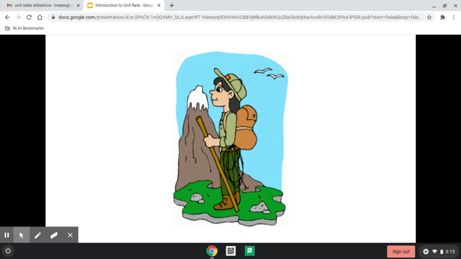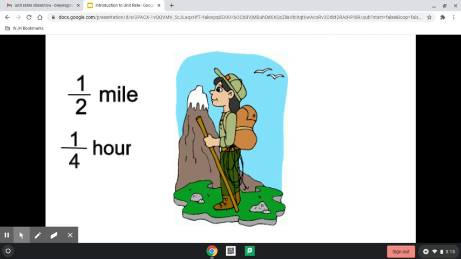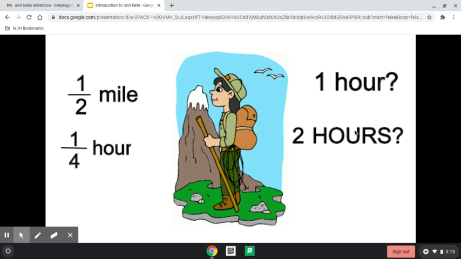Whenever Jenny hikes, she hikes at the same speed. She goes 1/2 of a mile every 15 minutes, which is the same as 1/4 of an hour. How far does she hike in 1 hour? How about every 2 hours? And if she doesn't stop or slow down, how far would she walk in 40 hours?